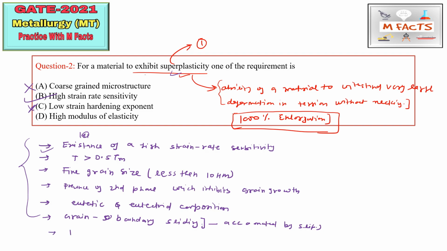The other option is a high strain hardening exponent also. So you can write it like that: high strain hardening exponent. Okay, so this is also wrong. And high modulus of elasticity, so this is also wrong. So here again, this B part is correct, and you should remember these points regarding superplasticity.